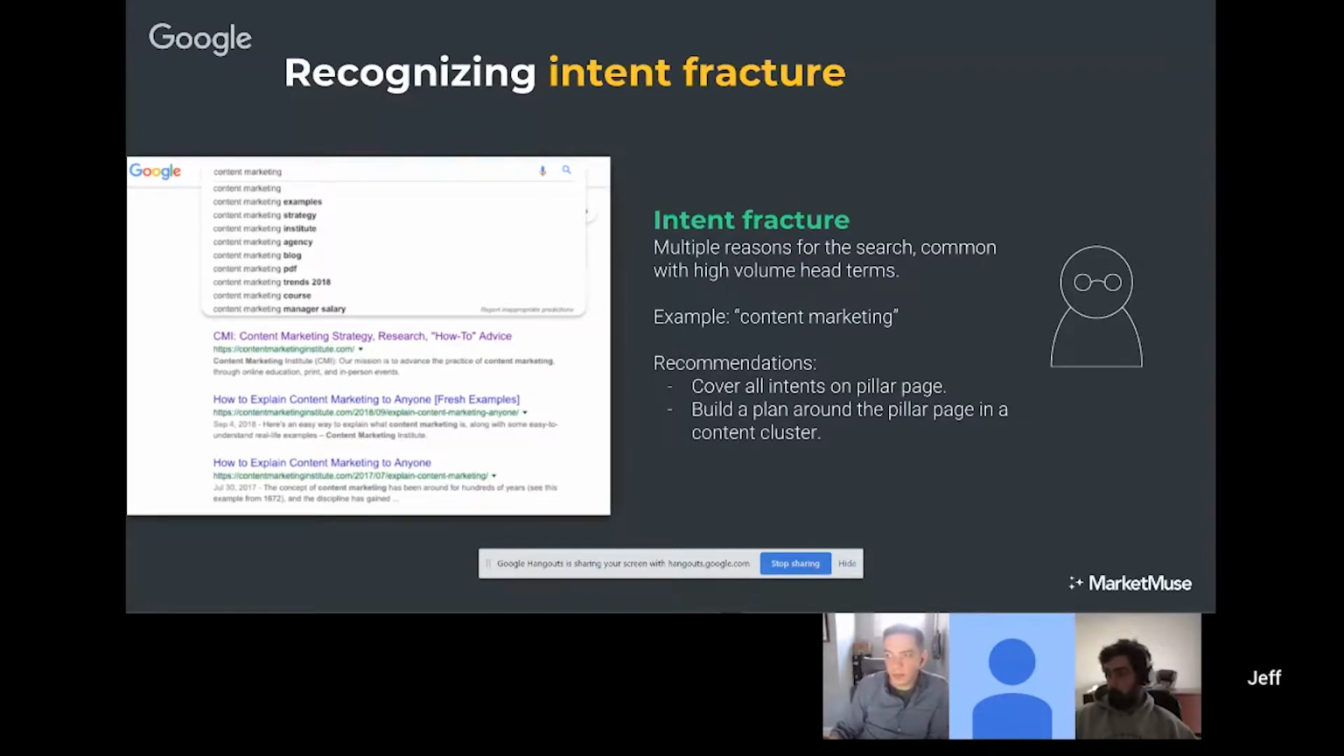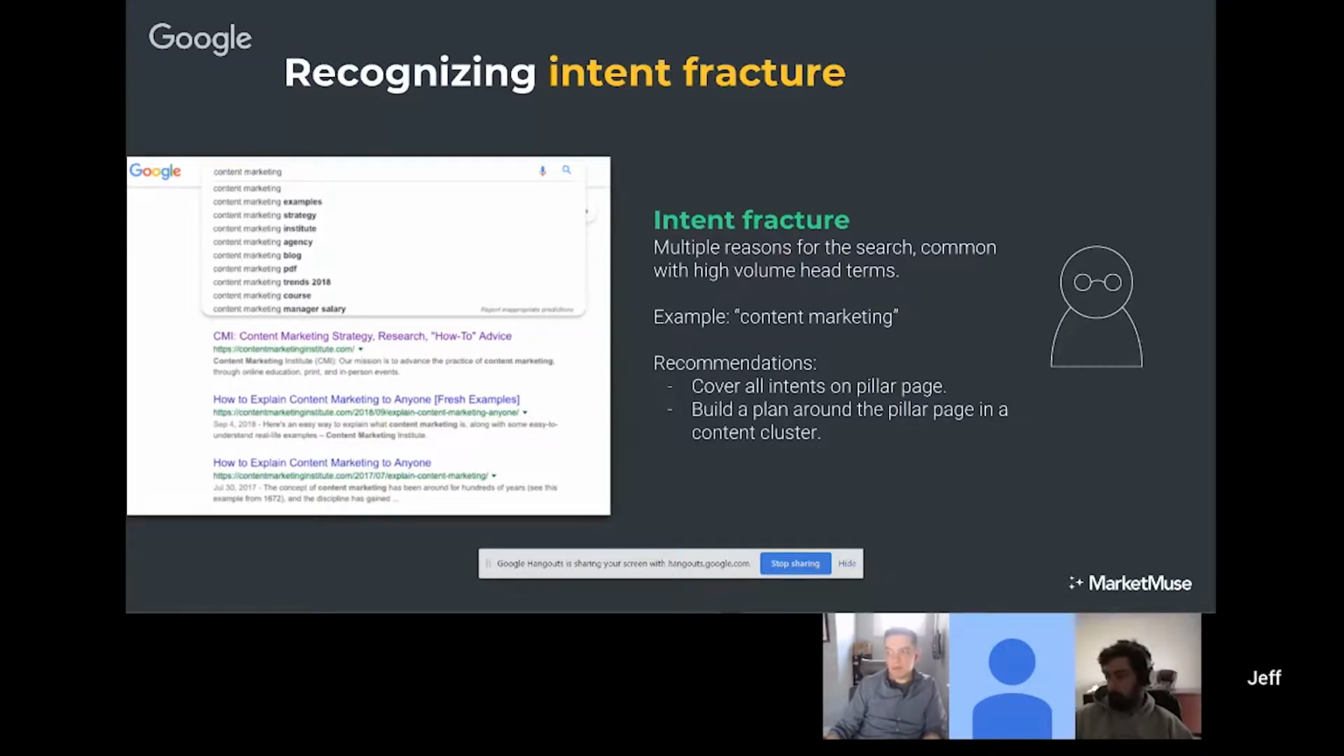It's that the thing that someone typed in, they might type it in and they have completely different reasons for typing it in. They have different intent. There's fracture within the intent. I may be early stage awareness. I may be middle of the funnel. I may be late stage. I may be just looking for something completely different. There's a lot of spread in what I'm looking to accomplish by typing in this query.